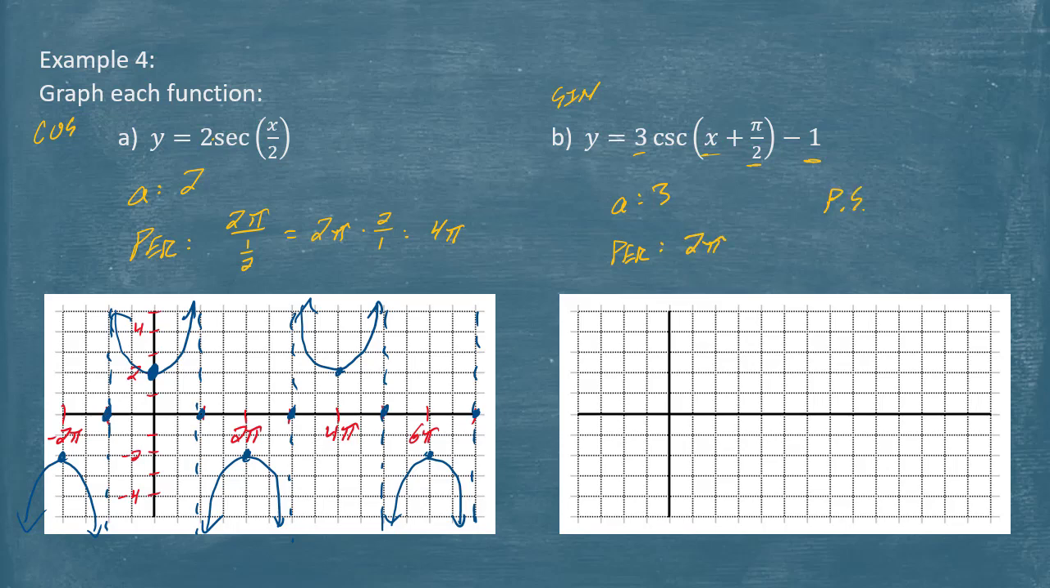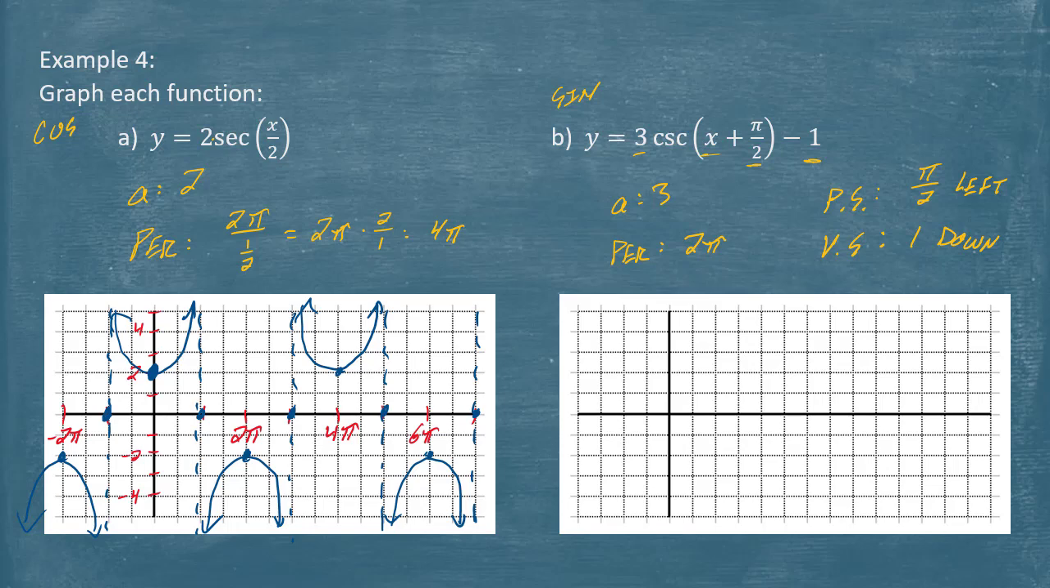I have a phase shift for this one that would just be pi halves divided by 1, which stays pi halves, but because it's addition, that's going to be specifically to the left. And then I do have a vertical shift as well because of the subtraction by 1, so that's going to be 1 down from normal.